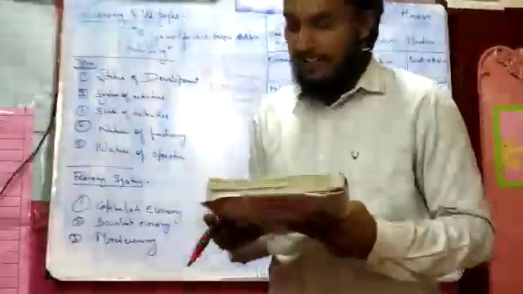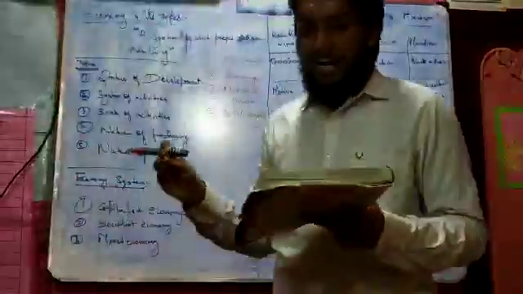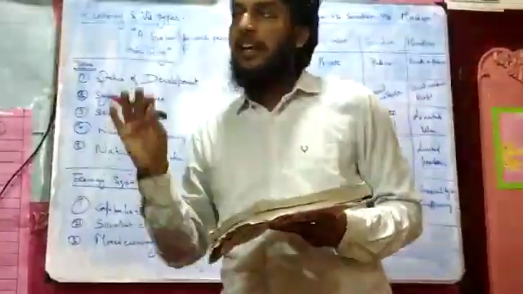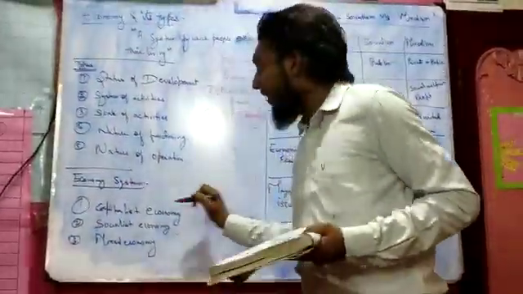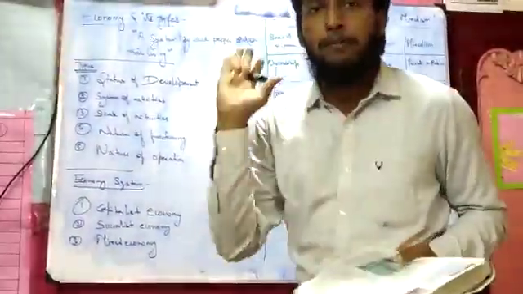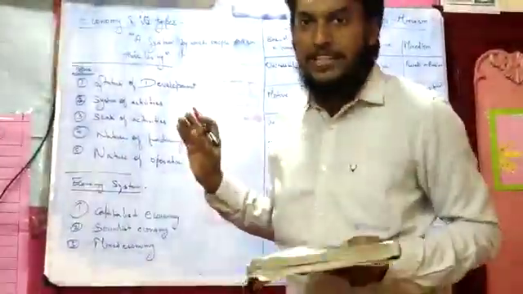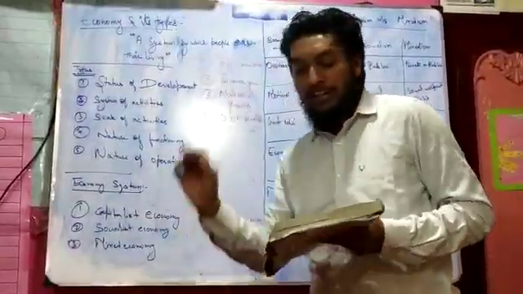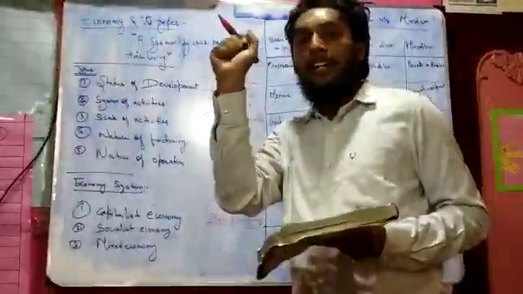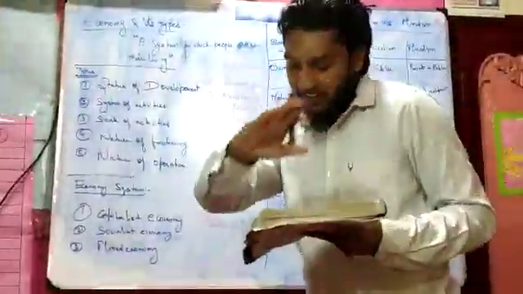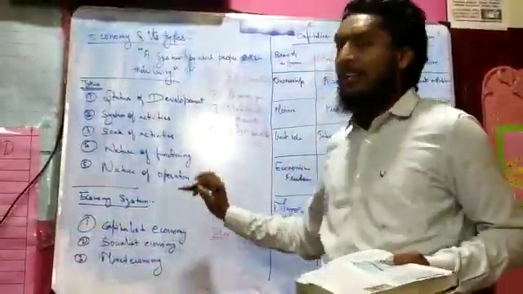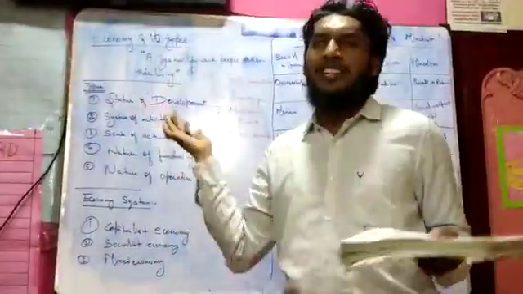Some of the features we'll see: private ownership of property and law of inheritance, which means this capitalist economy is controlled and owned by private people, and the government interference is nil. Easy to understand. In the capitalist economy, the private person is the owner and there is no government interference at all. Freedom of choice and enterprise. In a capitalist economy, you have freedom of choice because it's a free economy.